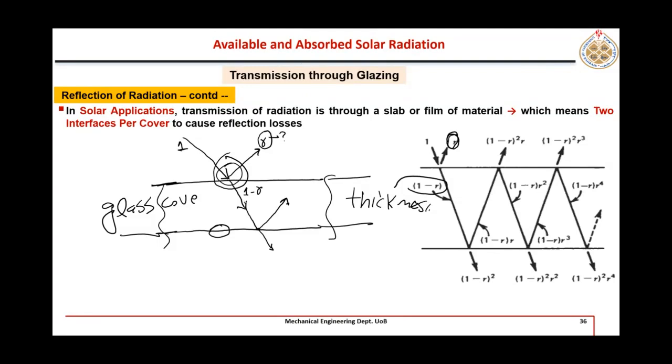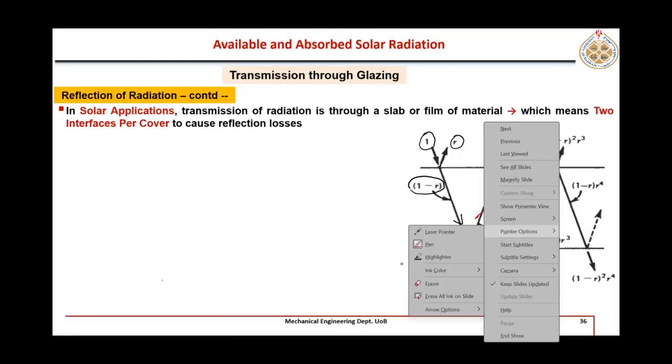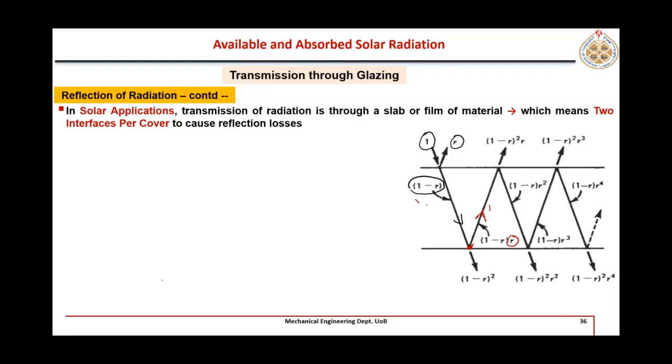So this is the incident radiation. Let me show it again. For example, the total amount of radiation falling on that glass cover is 1. A part of it is reflected, R, here. Now 1 minus R is transmitted. Now this 1 minus R is traveling. Finally, it reaches the other face. At the other face, again, a part of it will be reflected depending upon the reflectance of that material. So this 1 minus R is again multiplied by R. This is reflected. So this was the total minus this which is reflected. So this minus this will be transmitted, coming out of the glass.